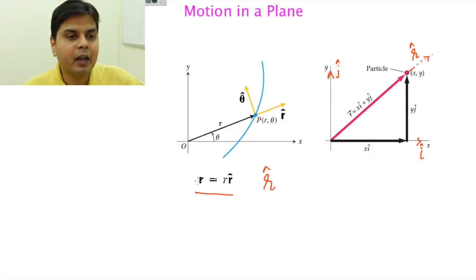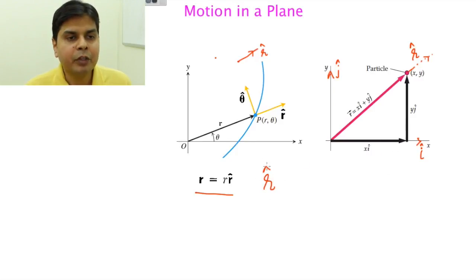So I can write r is equal to r cap. Now suppose your particle goes here, at this point or at this point, your r cap has changed. Your r cap will be in this direction. So eventually, this r cap itself depends upon theta. If I expand it, and I will show in the next slide, this r cap can be written in terms of i and j also.